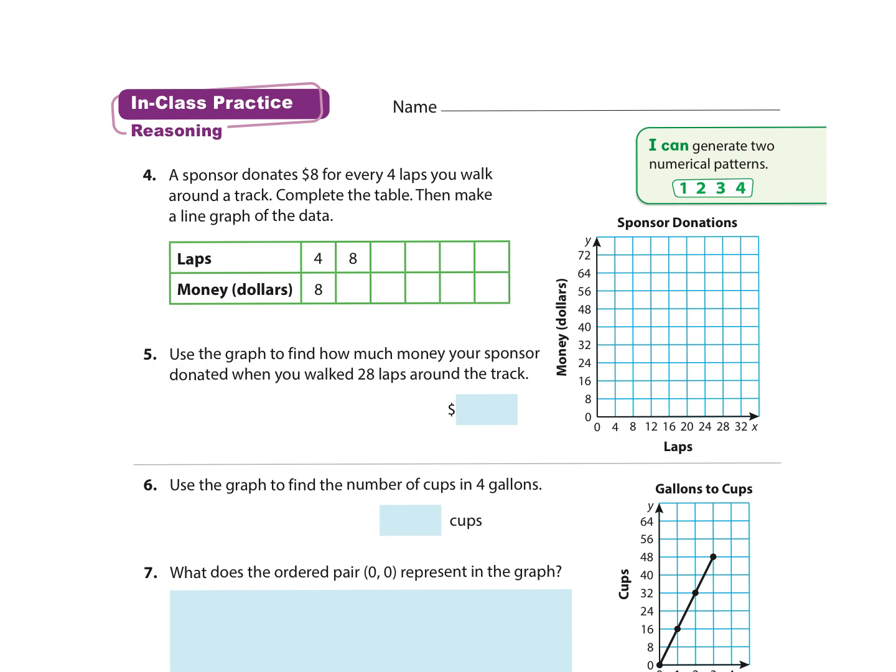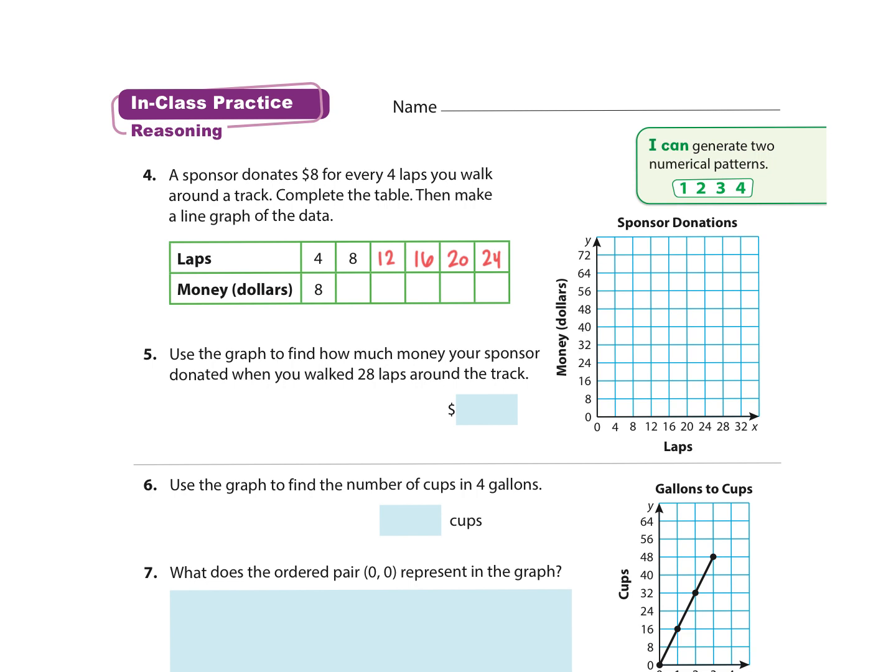And our problem says that a sponsor donates $8 for every 4 laps that you walk around a track. We want to complete the table and then make a line graph of all of that data. So I'm going to find that pattern in my table. I can already see that I'm increasing my laps by 4. So I'm going to continue that pattern to finish the top row. So 4, 8, 12, 16, 20, and 24.